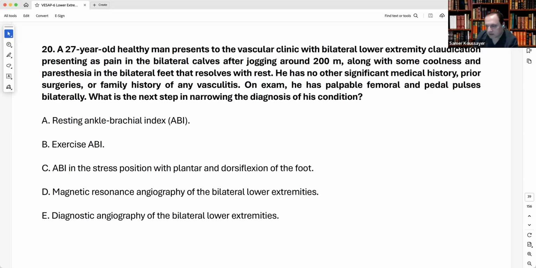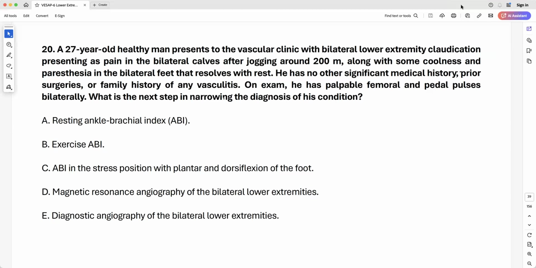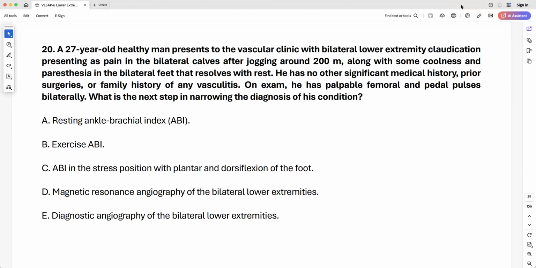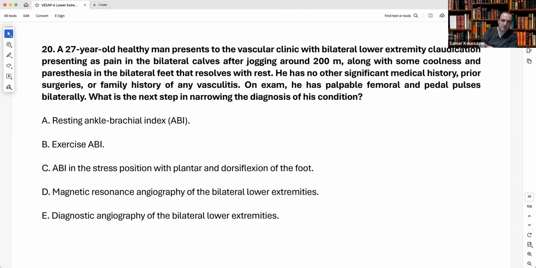Any question about Trabant syndrome? Hello, Dr. Samer. Yes, please. What about duplex study for diagnosis? Yes, you can do it, but you have to do it in stress position, because in normal position you see nothing, with the plantar and dorsiflexion. Yes, you can do it with that.